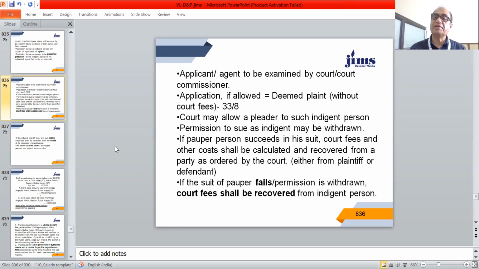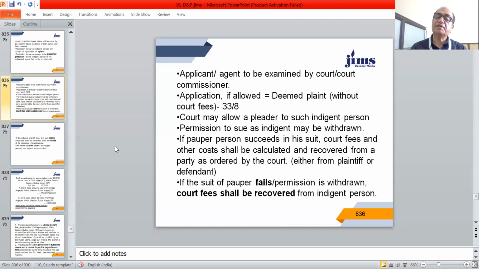And if this application to sue as indigent person is allowed, then this application shall be deemed to be a plaint. And the plaint shall be heard without payment of any court fees. This is the mandate of Order 33, Rule 8 of CPC.